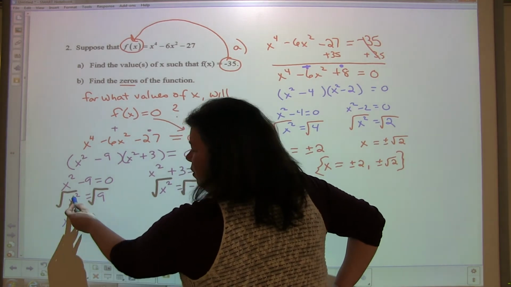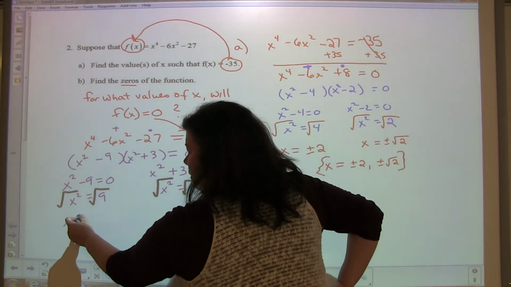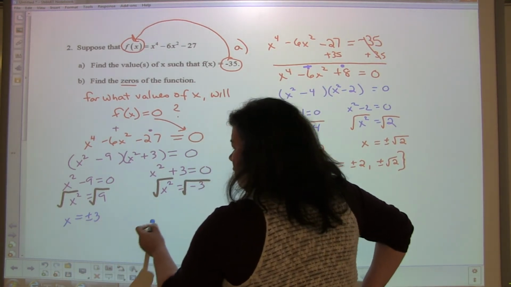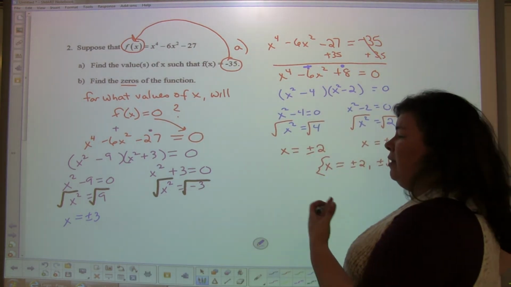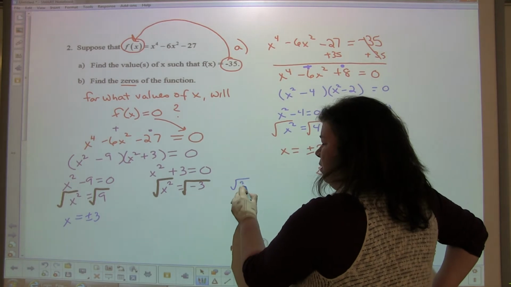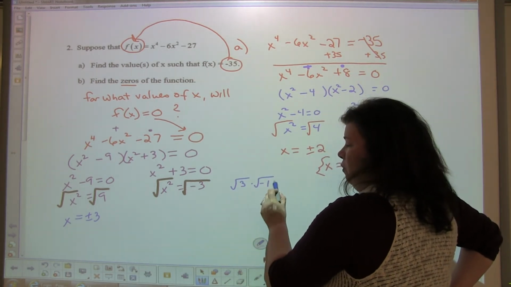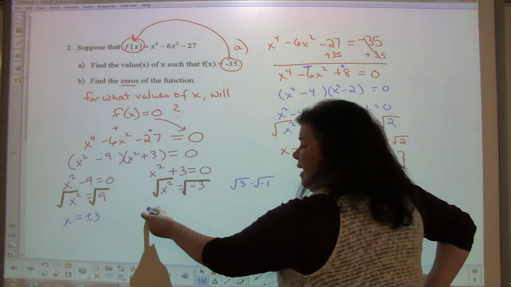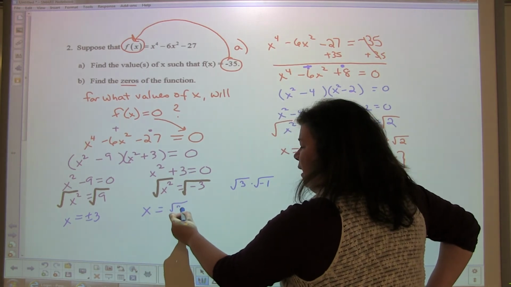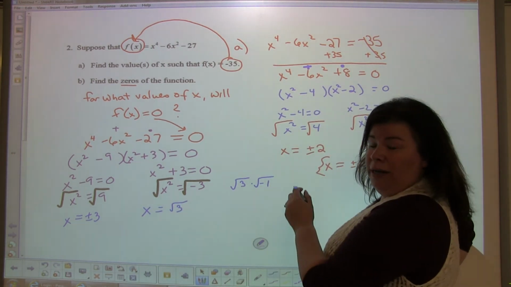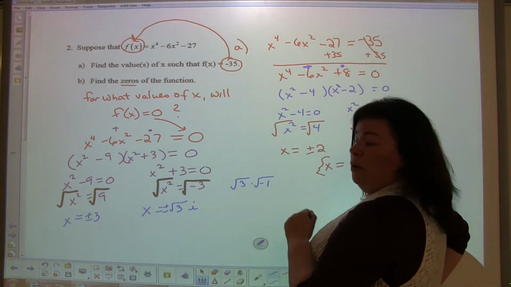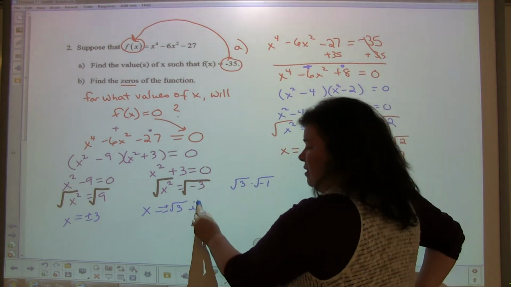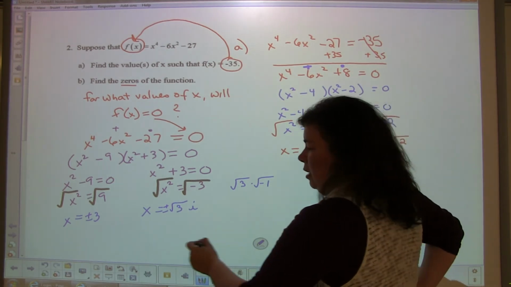And taking the square root of 9, we're going to get plus and minus 3. And if we take the square root of negative 3, remember that this is the same as taking the square root of 3 times the square root of negative 1, which stays the square root of 3, but the square root of negative 1 is i. So we're going to get plus and minus square root of 3 times i outside the radical sign.